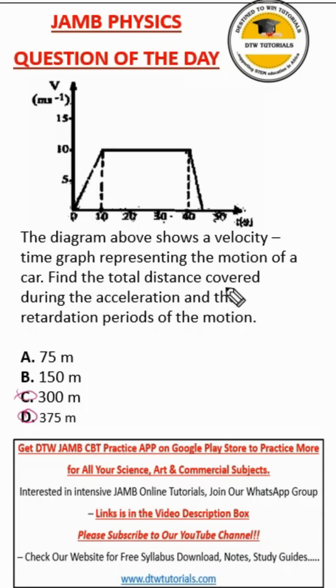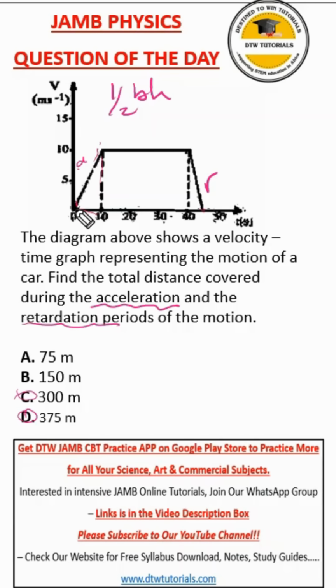But look at it. It says the total distance covered during acceleration and retardation period. So where is the acceleration period? Here, from here to here is the acceleration. From here to here is retardation. So you can see this covers like a triangle, and this also covers like a triangle. So we have to find the area of this triangle, then add it up. Let us find the area of this triangle, which is half base times height.